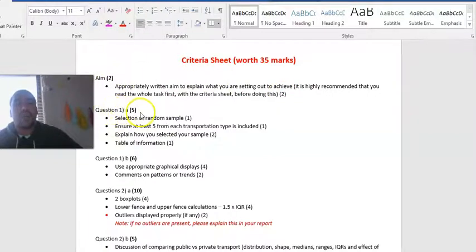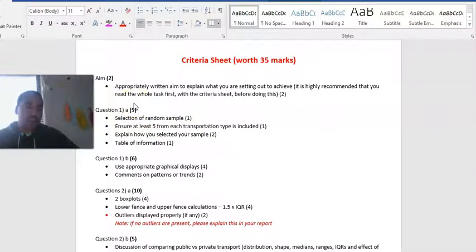Then question 1A, which is worth 5, is broken up into 4 subcategories. You need a selection of random sample, which is within the question. Ensure at least 5 of each transportation type is included, worth 1. Explain how you selected your sample, worth 2. And the table of information is worth 1. So 1, 2, 3, 4, 5. Question 1A is worth 5 marks.